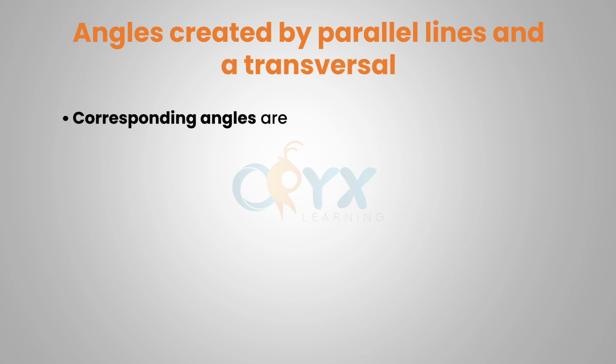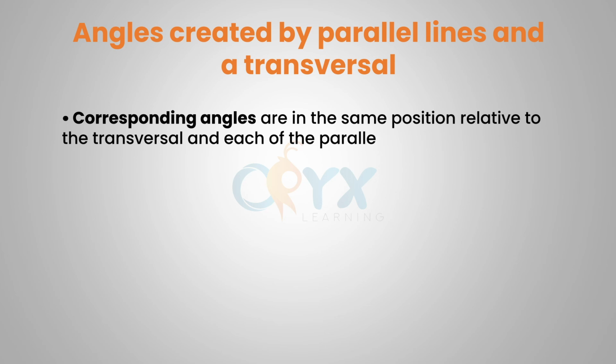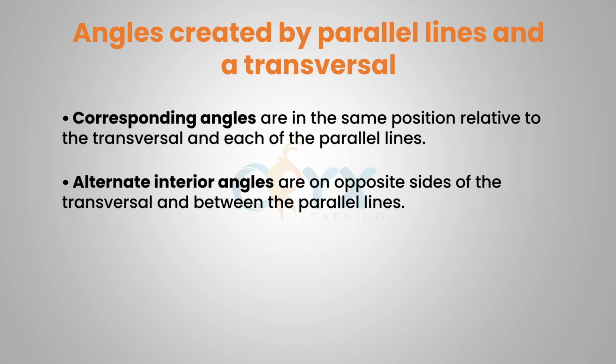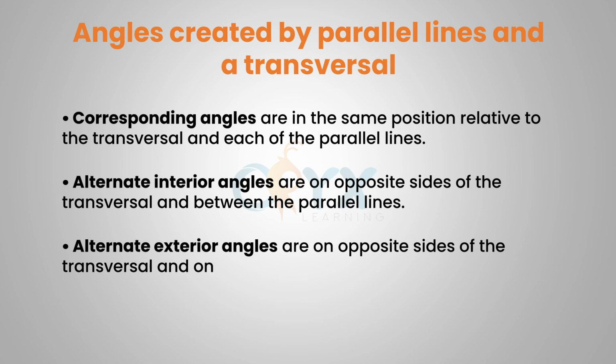Corresponding angles are in the same position relative to the transversal and each of the parallel lines. Alternate interior angles are on opposite sides of the transversal and between the parallel lines. And alternate exterior angles are on opposite sides of the transversal and on the outside of the parallel lines.